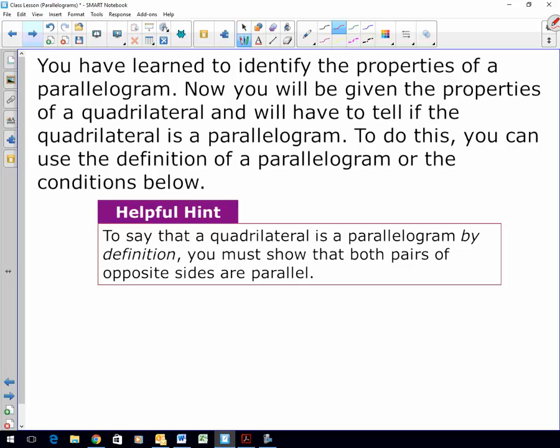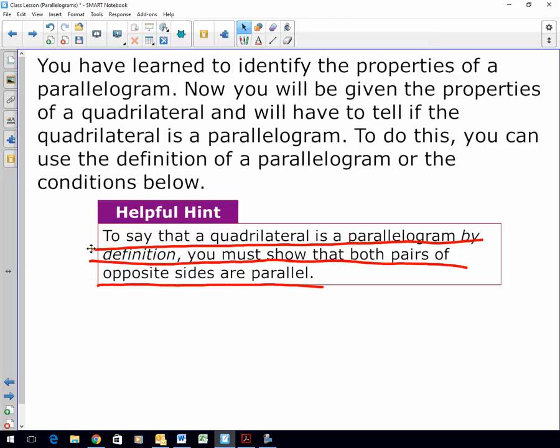This is helpful, I think. I'm not going to write this down. To say, by definition, that a quadrilateral is a parallelogram, you've got to show the opposite sides are parallel. So how do we show opposite sides are parallel? Use our slope formula, rise over run. Y2 minus Y1 over X2 minus X1. Change in Y over the change in X. Rise over run is easy to remember.